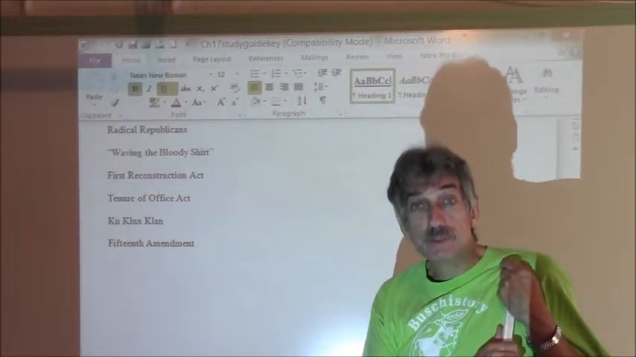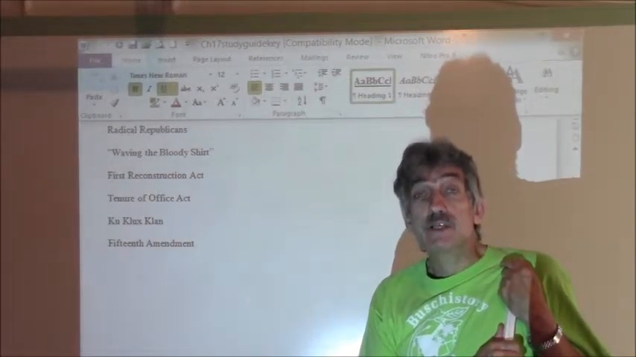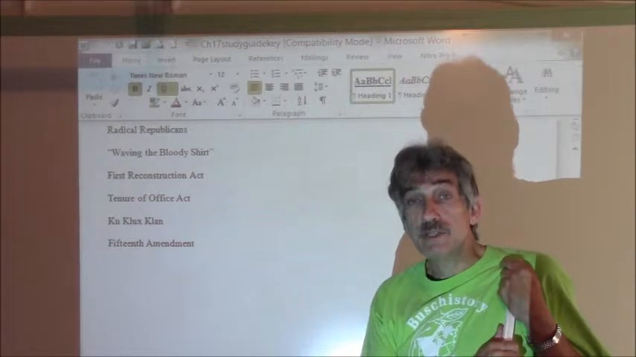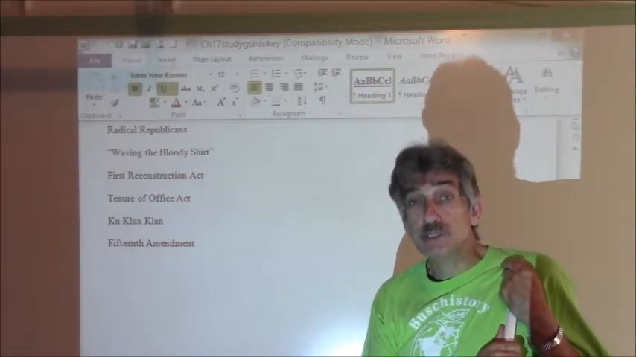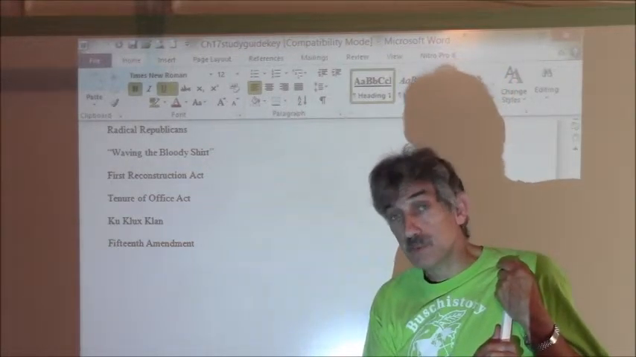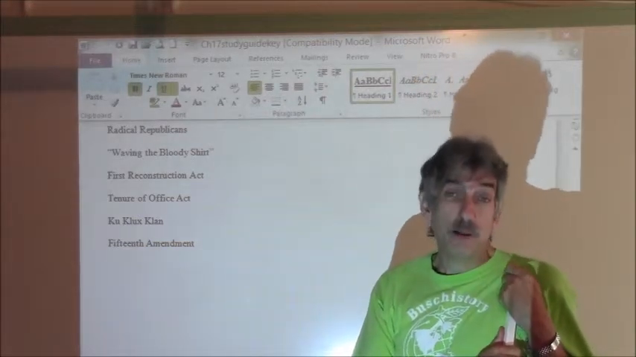13th Amendment frees the slaves. 14th Amendment gives the slaves the right of citizenship. The 15th Amendment gives citizens, all citizens born in the United States, the right to vote. Henceforth, the former slaves now have the right to vote. And they can vote Republican for the most part.